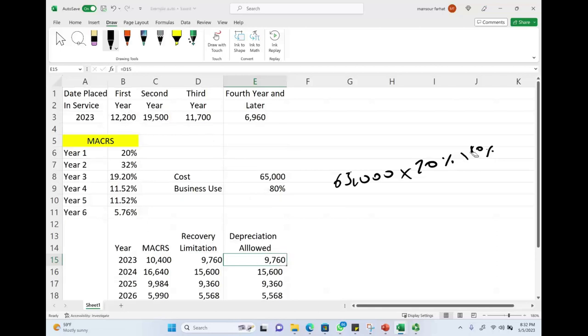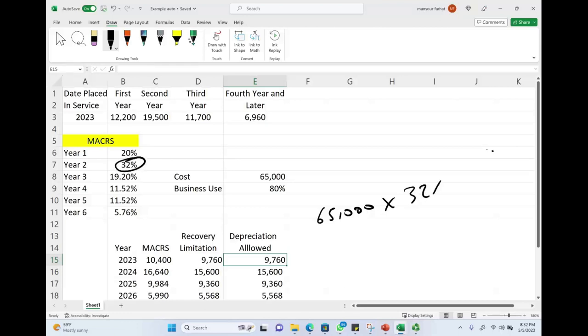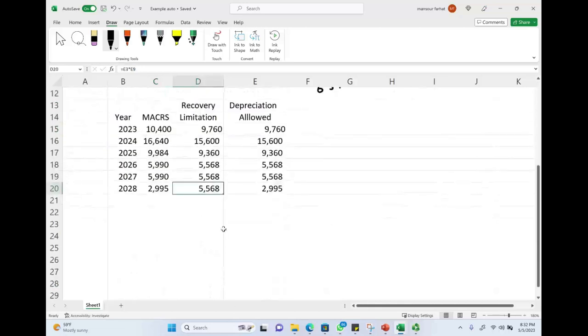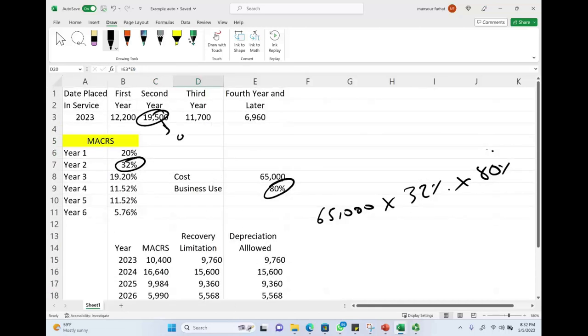Done for year one. How about year two? Well, let's compute MACRS for year two. 65,000 times 32% times the business use, 80%. If we do that, we come up with 16,640. Well, the limit for year two is 19,500. Well, we're good to go. No, not yet. We have to take the 19,500, subject it to an 80% business use, which will give us 15,600. Therefore, we're limited to 15,600.